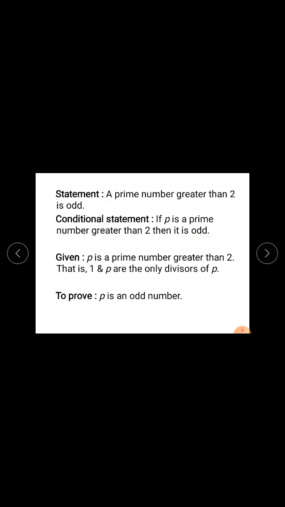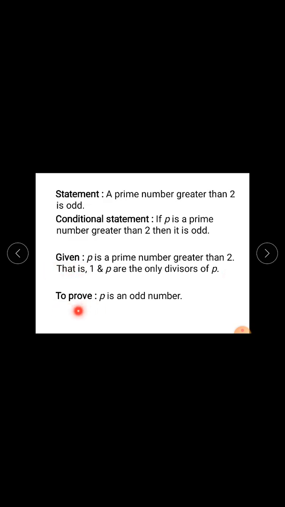Now, start with the indirect proof. What is given? Given means the antecedent part, the if part. P is a prime number greater than 2. That is, 1 and P are the only divisors of P. If it is a prime number, it has only 2 divisors, 1 and itself. So, this is your given part.